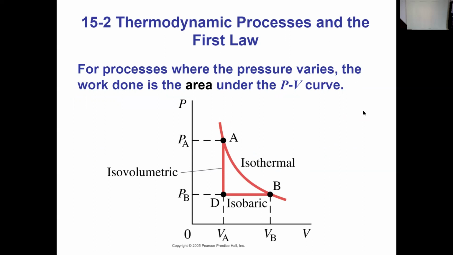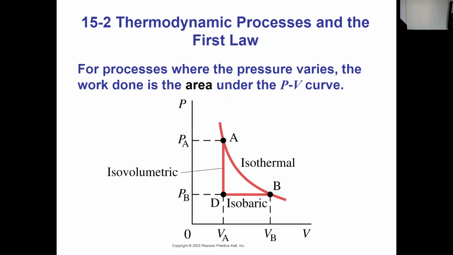Okay, so once again, pressure times volume. The SI units for pressure are going to be newtons per meter squared, and the SI units for volume are going to be meters cubed. So when you multiply those two together, you get the units for energy.